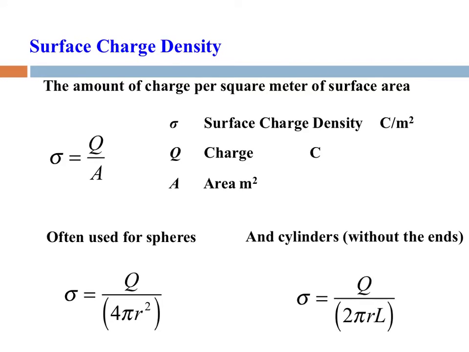This is a surface charge density, which means that the amount of charge is uniformly distributed per square meter of surface area. So this is represented by a sigma, which is charge over area. So sigma is surface charge density, Q is charge, and area is in meters squared. So often for spheres, we're going to be using Q over 4 pi R squared, and for cylinders without the ends it is going to be Q over 2 pi RL, which is the surface area of a sphere.